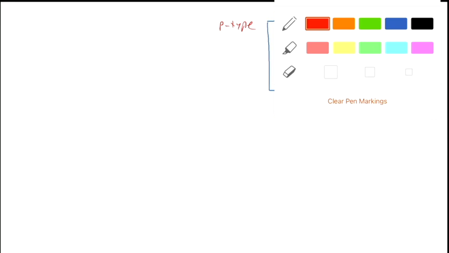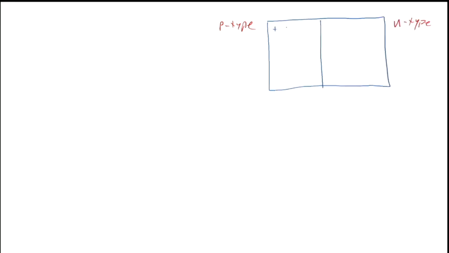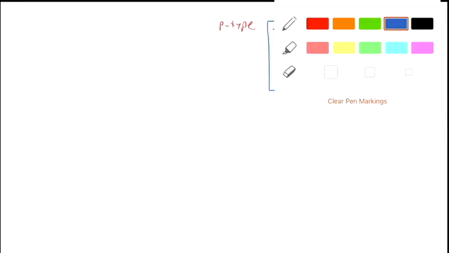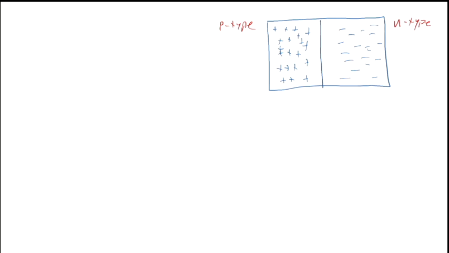So we've got a bunch of free holes over here, randomly distributed, a bunch of free electrons over here. And there will be a few electrons in the p-type side, the minority carriers, and there will be a few holes in the n-type side. Those are the minority carriers over there.